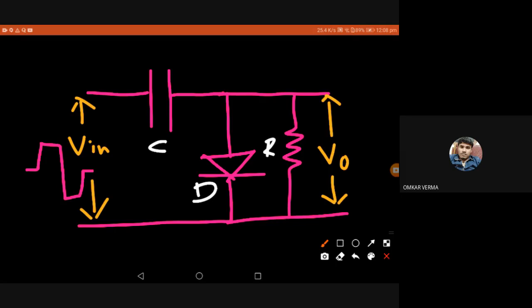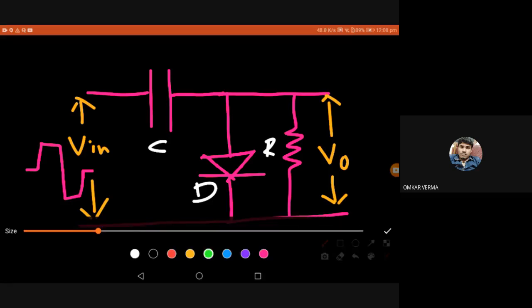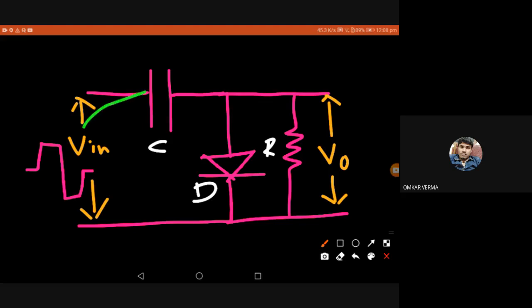We should understand that the resistor and capacitor of the circuit must be chosen in such a way that the time constant RC is sufficiently large to ensure that the voltage across the capacitor does not discharge significantly during the interval when the diode is non-conducting. Because when the diode is non-conducting, the capacitor input is connected to the output, right? When the diode is not conducting, you can see this is the circuit.